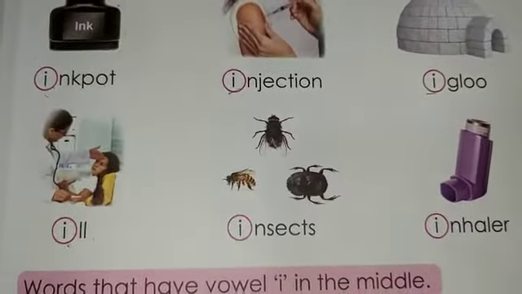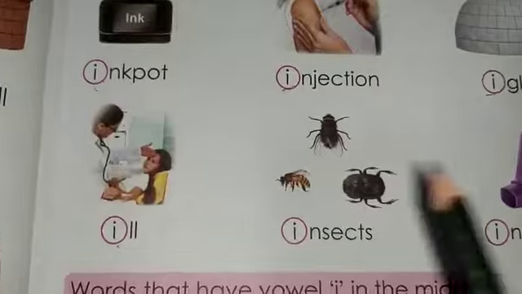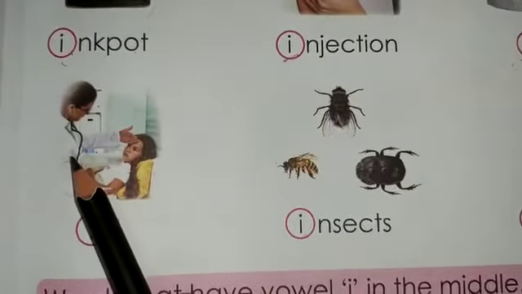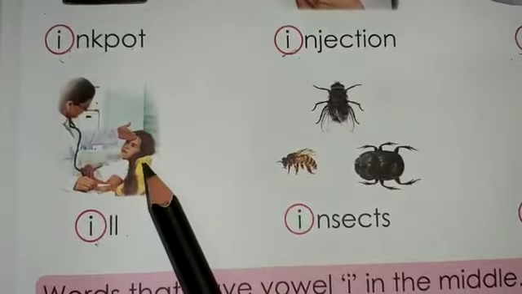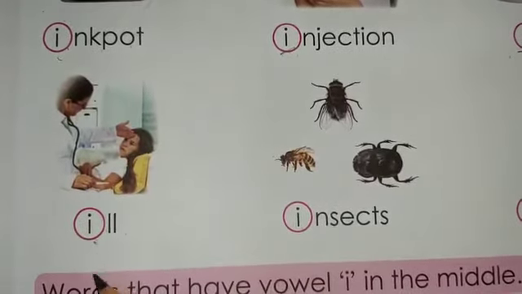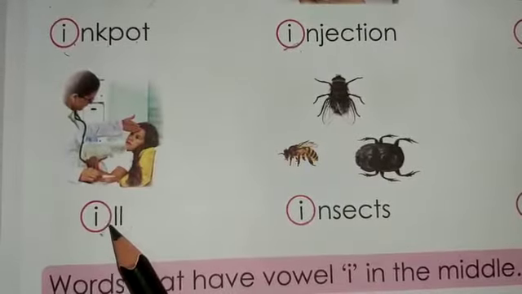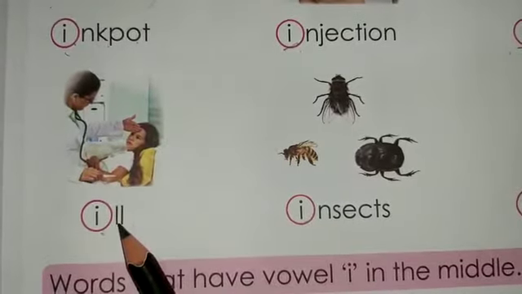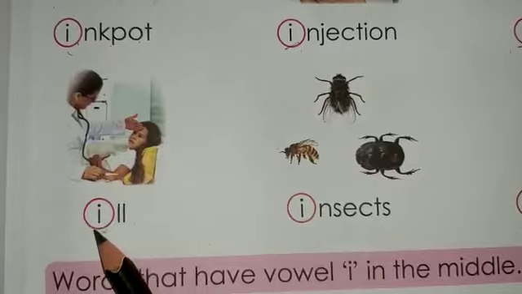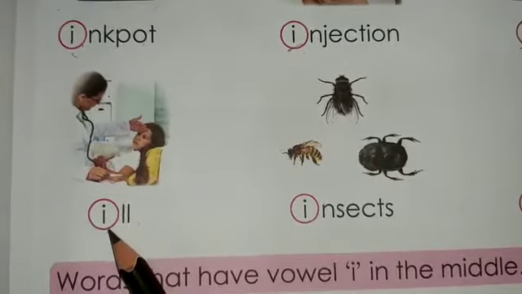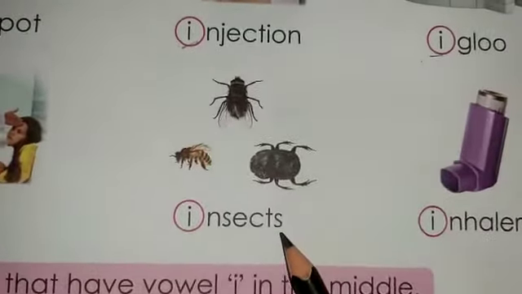Now, come up to the next picture. What do you see over here? Yes, there is a doctor who is checking if the patient is ill or not. So, what is the word? Ill. I-L-L. Ill. And where is the vowel I? Right there in the beginning. This is vowel I in the starting of the word. Right? Now, let's come up to the next one.